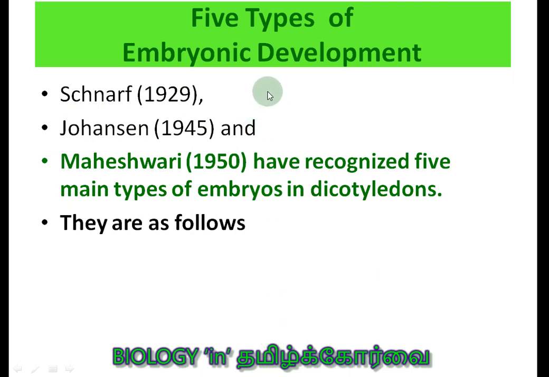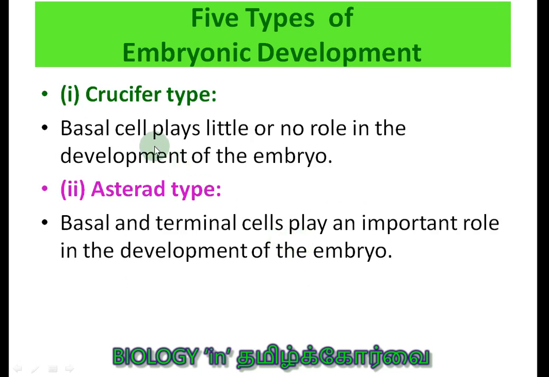There are 5 types of embryonic development. Schnarf, Jorgensen 1945 and Maheshwari 1950 have recognized 5 main types of embryo in the dicotyledons. They are as follows. Number 1, crucifer type. That is the typical type of dicot embryonic development that we are going to study, as given in our book, in which the basal cell plays little or no role.